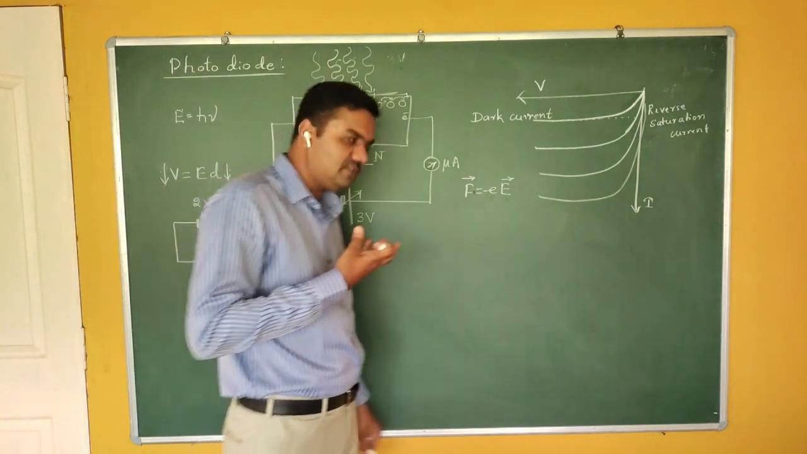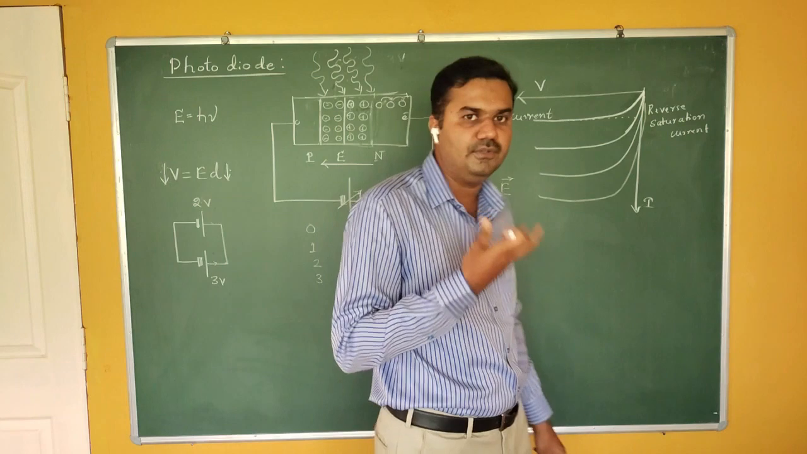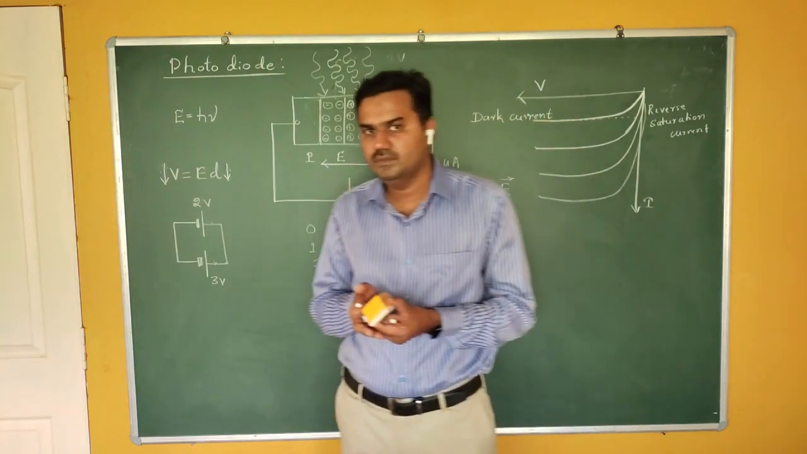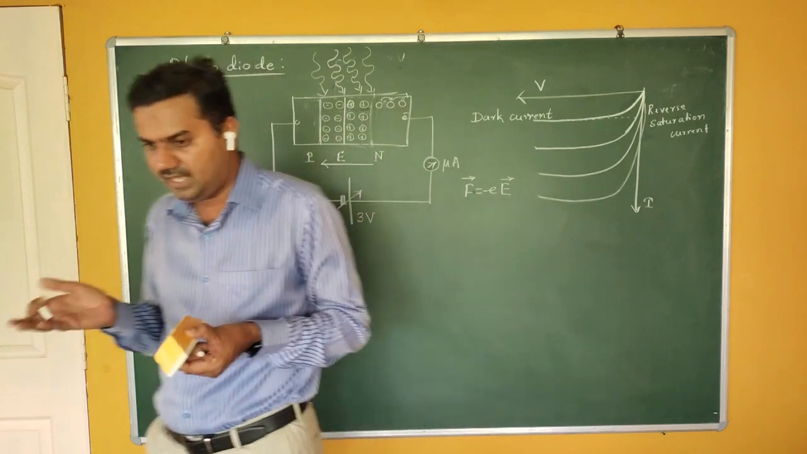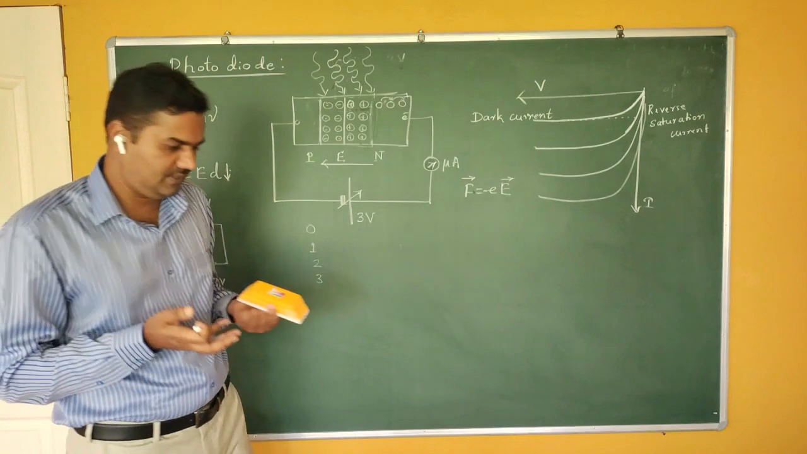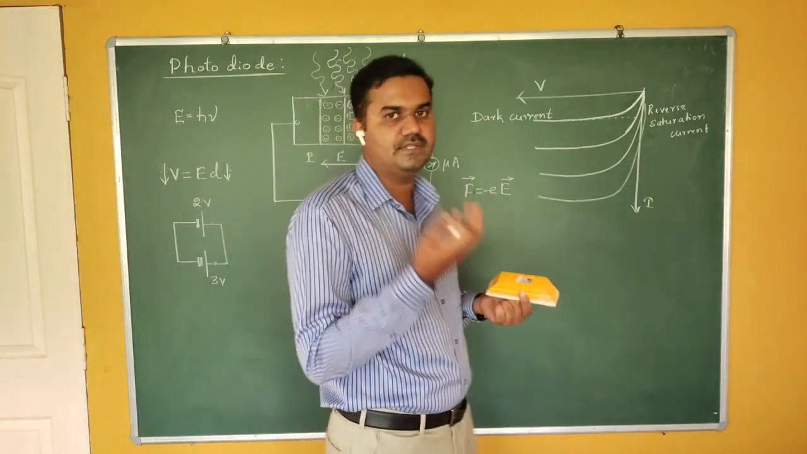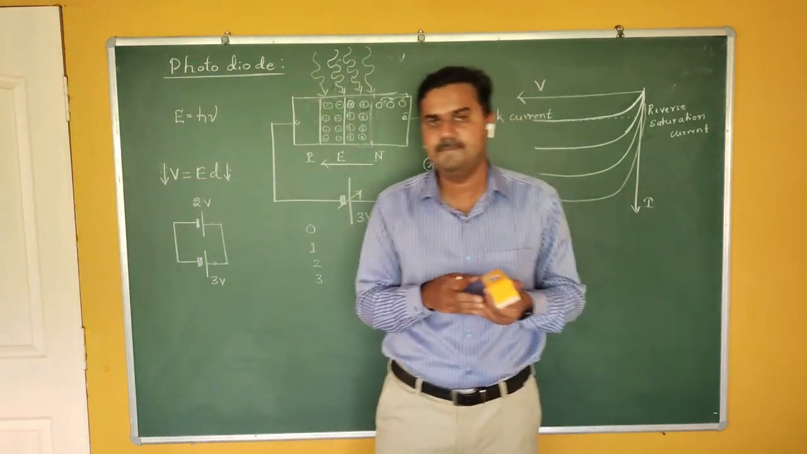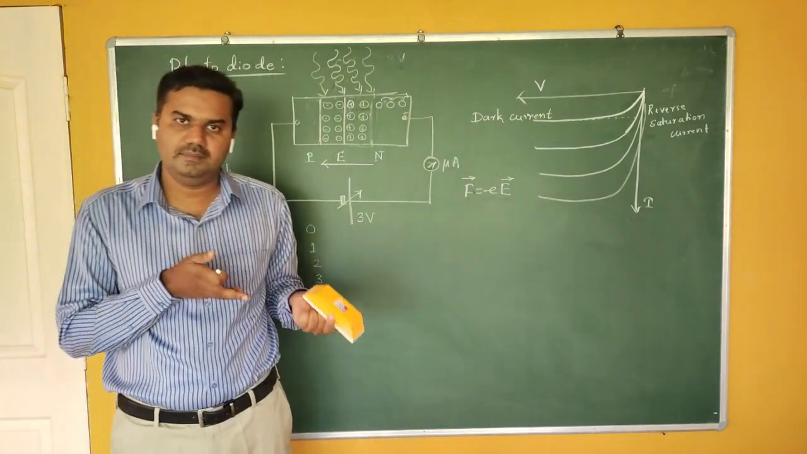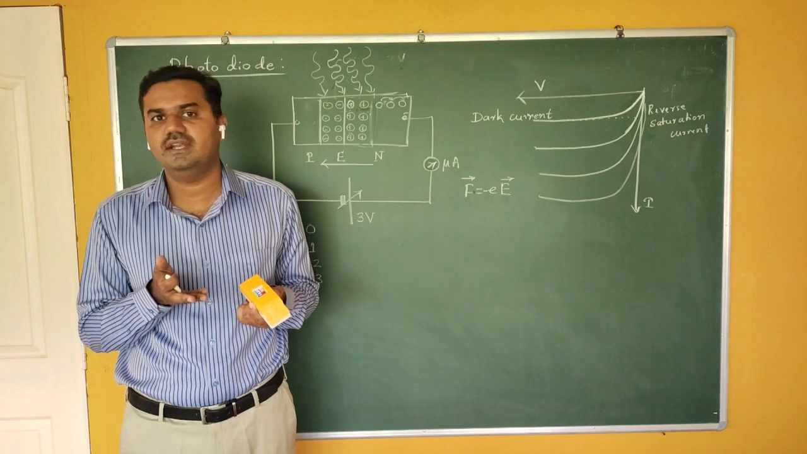Intensity is the number of photons passing through a unit area in unit second. So the more the intensity, the more photons you have. If there are 100 photons, as we studied in atomic theory, it is a one-to-one collision. Einstein says that one photon produces one electron. So if 100 photons fall on the p-n junction, then 100 electrons are created.